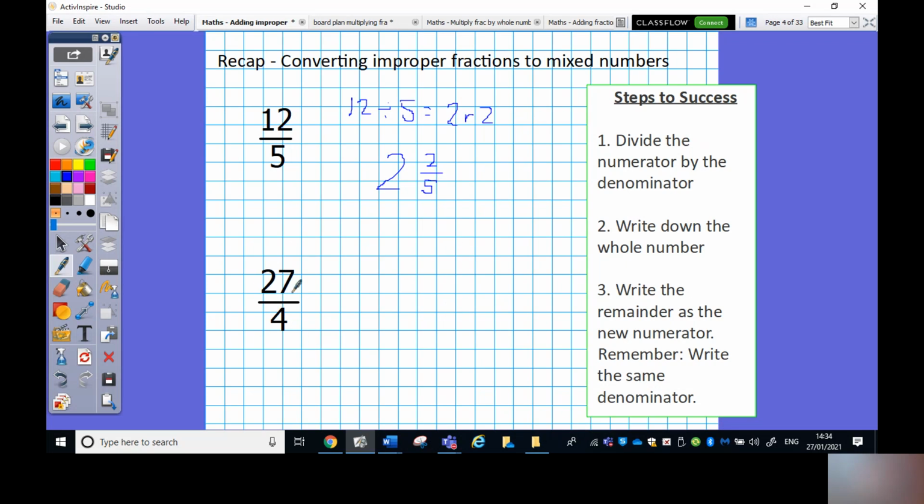Let's do it again for this, 27 quarters. So 27 divided by 4 equals 4, 8, 12, 16, 20, 24, 6, remainder 24, 25, 26, 27, 3. So we're going to write down our whole number, which is 6. And then our remainder becomes the numerator, and remind me what the denominator is. Good, it's 4, so it stays the same. So our answer is 6 3/4. Excellent.